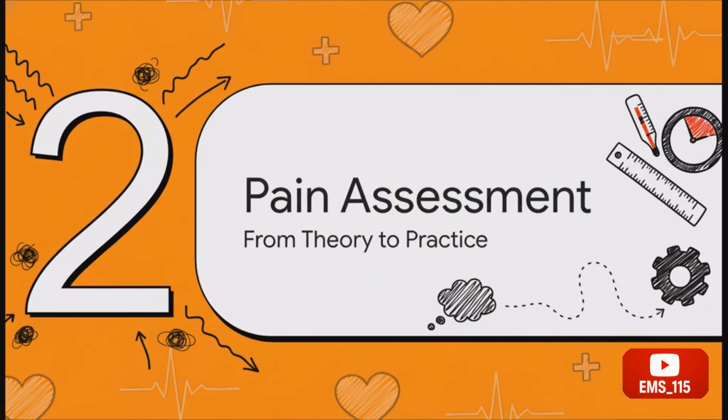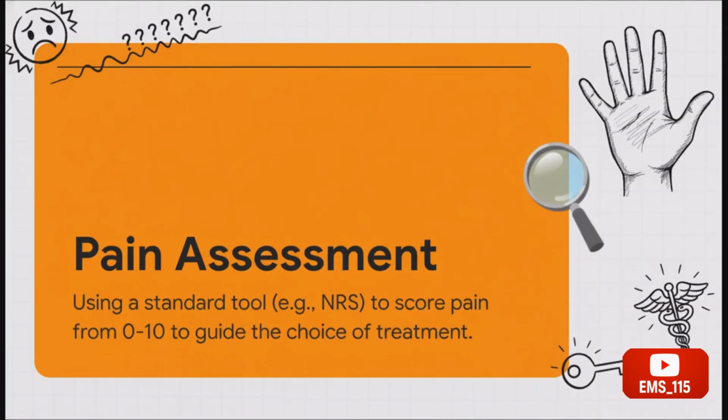Okay, so we've landed on needing to do a formal pain assessment. So how does that actually work? This is all about taking what the patient is feeling, which is subjective, and turning it into a hard number that we can use to make smart treatment decisions. So a pain assessment means using a standard scale, usually the numeric rating scale, or NRS. You just ask the patient, hey, on a scale of 0 to 10, where 10 is the worst pain you can possibly imagine, what's your number right now? And that number is not just a guess. It's basically the key that unlocks the door to the right treatment.